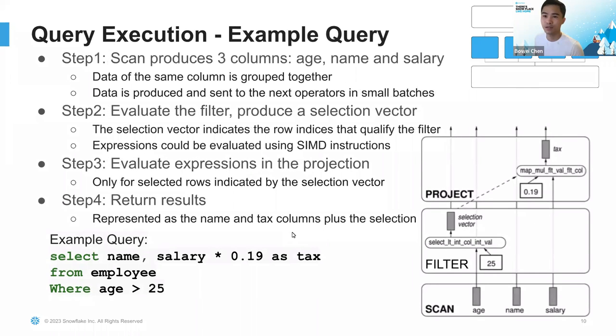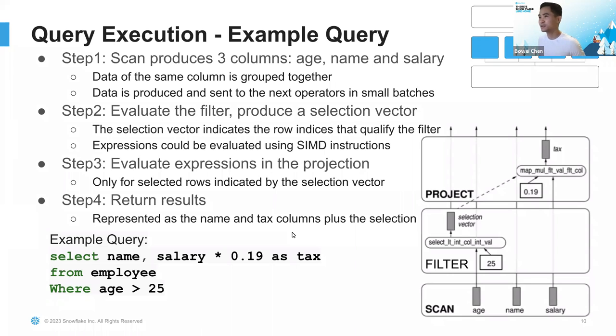All right, so let's look at a mini query as an example of how Snowflake's data engine works. This query selects the name and the tax, which is computed as salary multiplied by a flat rate, from all the employees who are more than 25 years old.